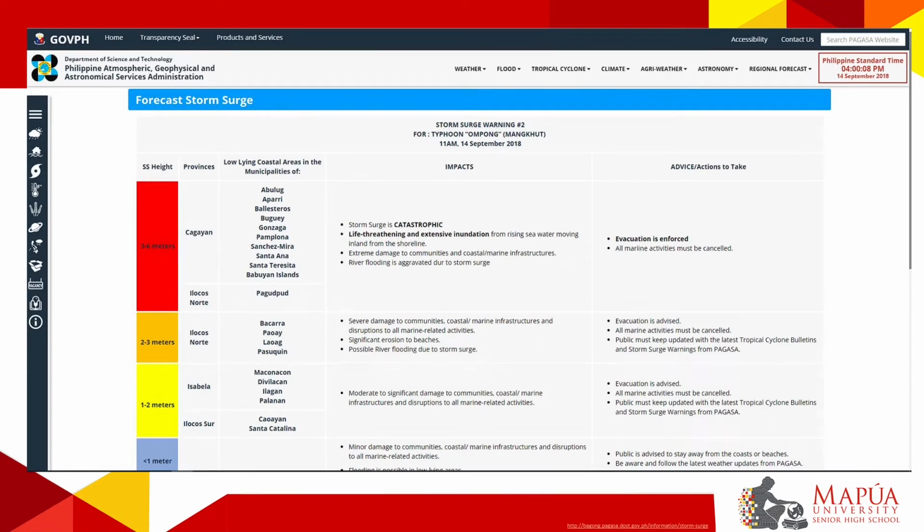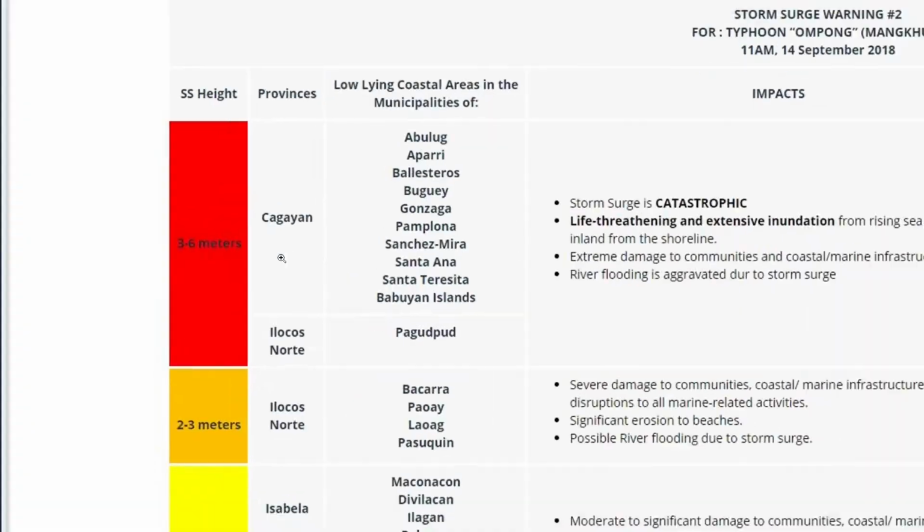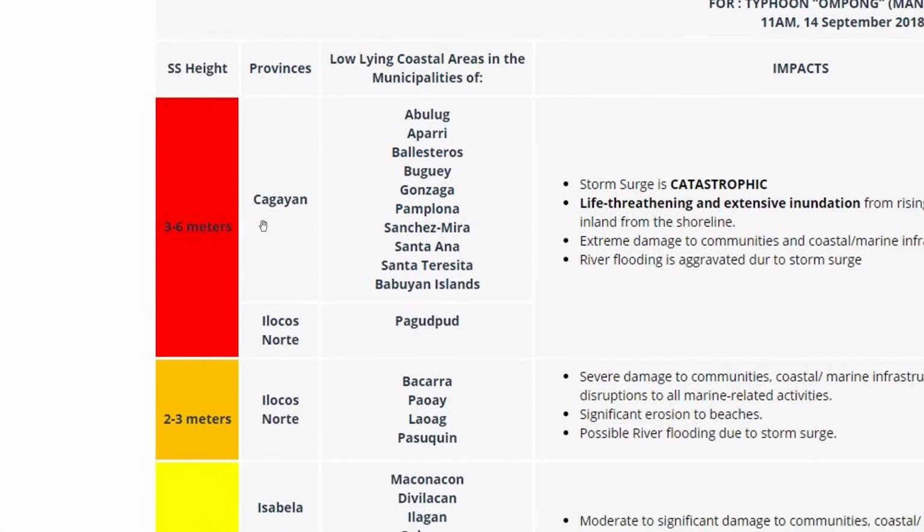And lastly, Pag-asa puts in the summary to determine which areas will experience a higher impact when it comes to the storm surge itself. For example, there's a red level or storm surge height of 3 to 6 meters in Cagayan region or in Ilocos Norte, particularly in Pagudpud. In Cagayan, in these following areas.